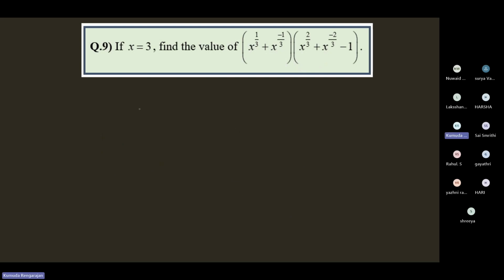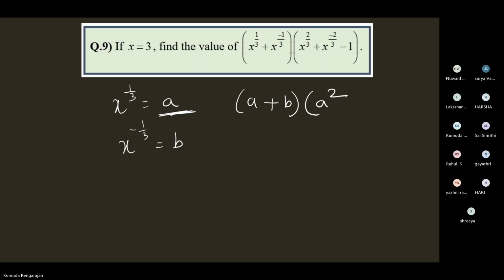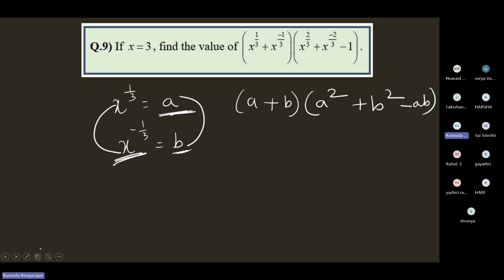So if you call x to the power 1 by 3 as A and x to the power minus 1 by 3 as B, the expression can be rewritten as x to the power 1 by 3 is A plus x to the power minus 1 by 3 is B. Okay. Then how do you get x to the power 2 by 3? When you square this one. So A square. When you square this one, you get x to the power minus 2 by 3. So it's B square. And when you multiply these two, you get 1. So that is AB minus AB. You're just replacing with A and B so that the whole thing looks simpler.